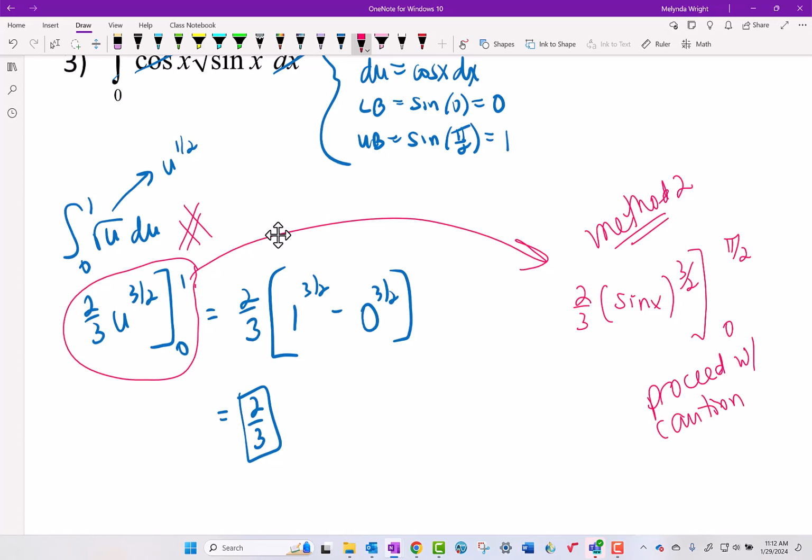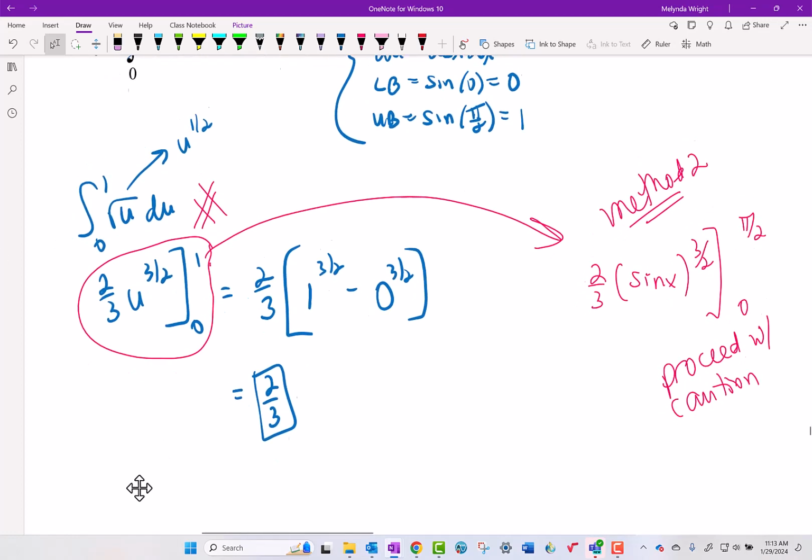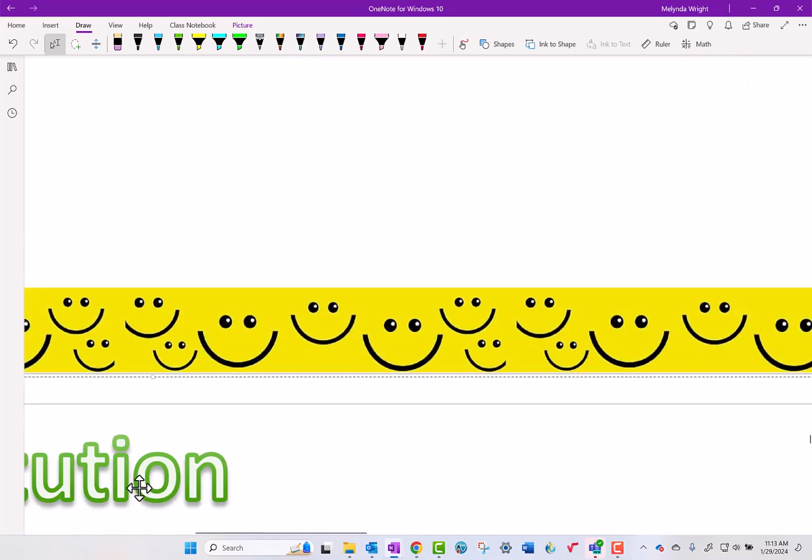It doesn't matter. Okay, so I'm going to pause here for a second. So this is u substitution with definite integrals. How are we doing? Everybody okay? Okay, I have one more topic that we're going to talk about. It's called algebraic substitution.